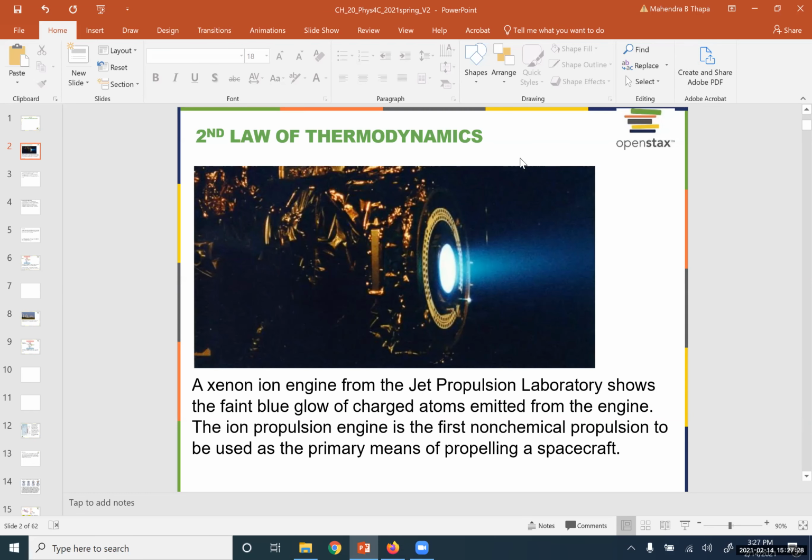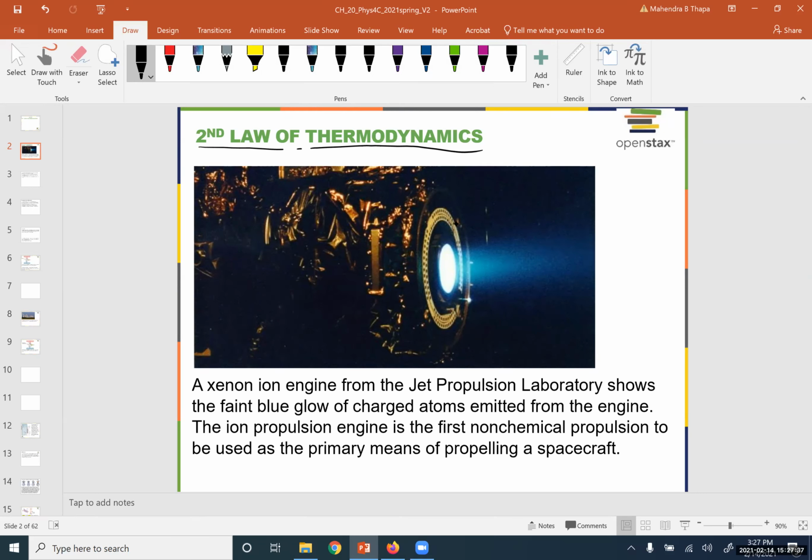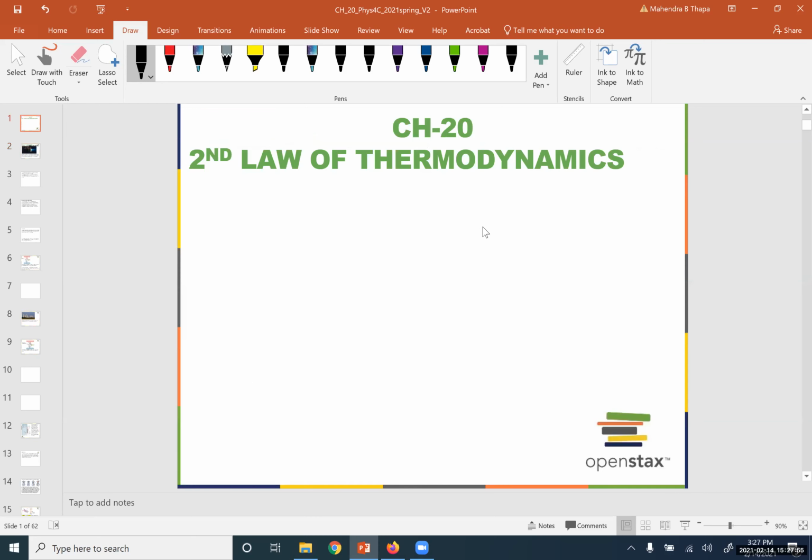We'll start the second law here. The second law of thermodynamics basically gives you the direction of flow of heat. And in our textbook, it is based on the chapter.